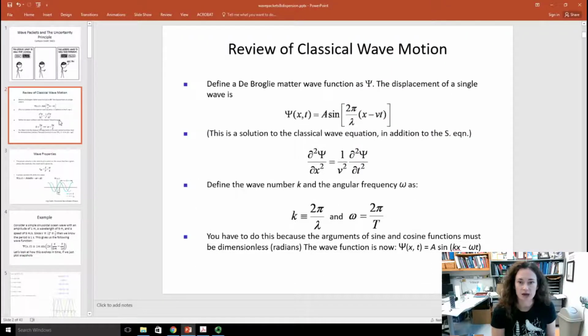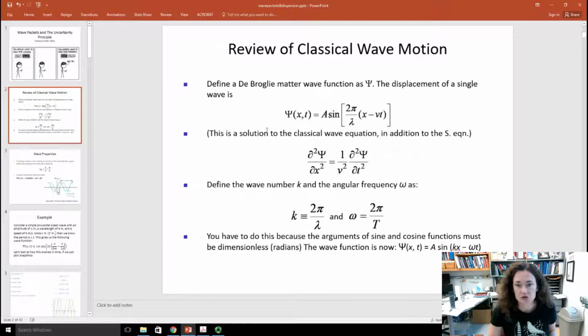Now, de Broglie matter waves, we usually use the symbol psi to indicate. And if you have a single wave, a free wave, then we could define that as a sine or a cosine function like here. So our position is x. We're going to just assume that it's propagating in one dimension, and it's moving in time, t. And A is the amplitude of our wave, lambda is the wavelength of our wave, and v is the speed of the phase of this wave.